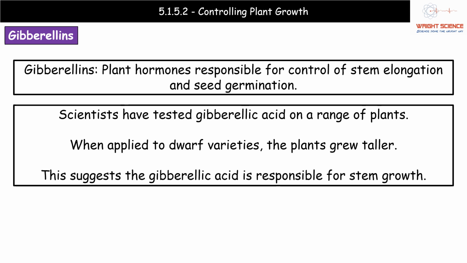for those control variables. And then in this case, if we wanted to extend this further than just gibberellic acid causes them to grow taller, we could actually do different concentrations of gibberellic acid. And that links in to serial dilution that you should understand.